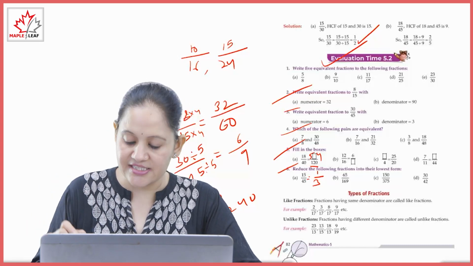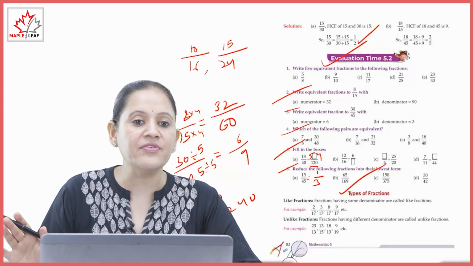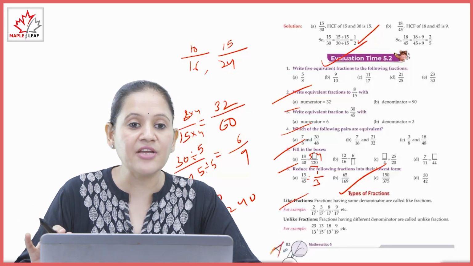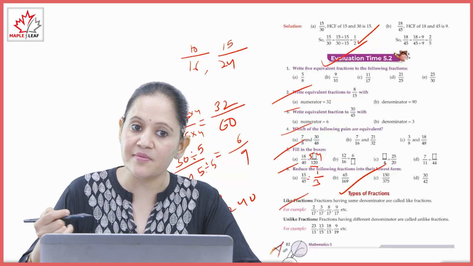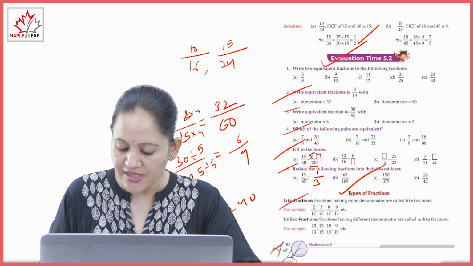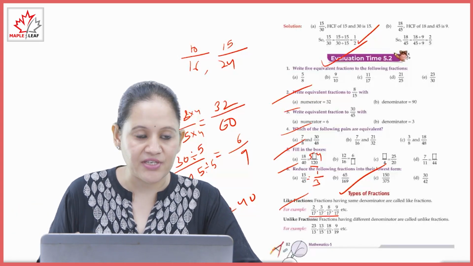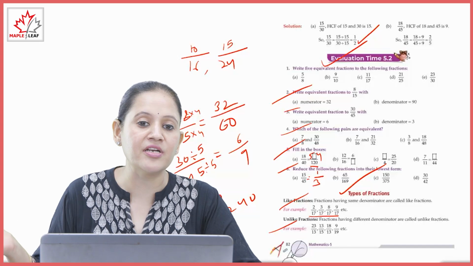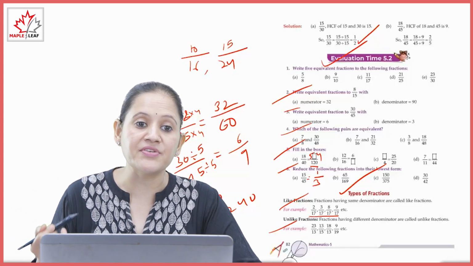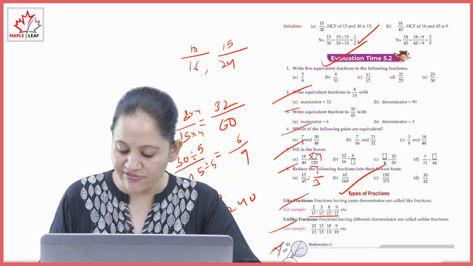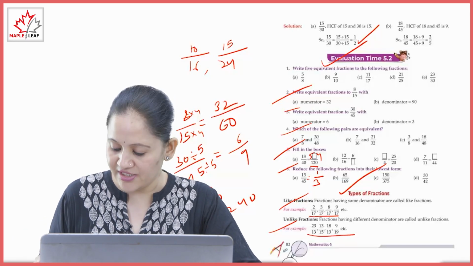Clear? Next, types of fractions. There are different types of fractions. First is like fractions. Like fractions are fractions having the same denominator, like 2/17, 3/17, 8/17, 9/17. The denominators are the same, so they are like fractions. Unlike fractions are fractions having different denominators, like 23/13, 13/15, 18/13, 9/19. The denominators are different, so they are unlike fractions.